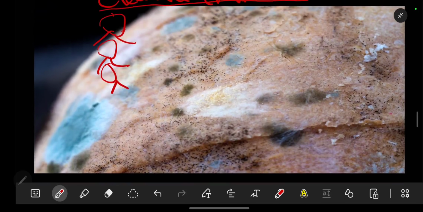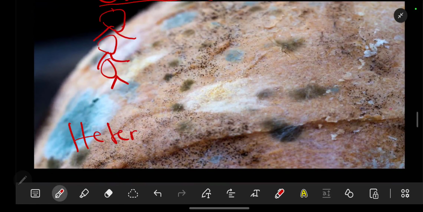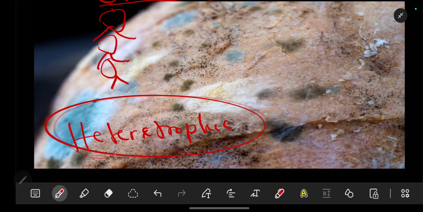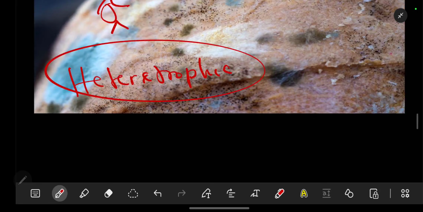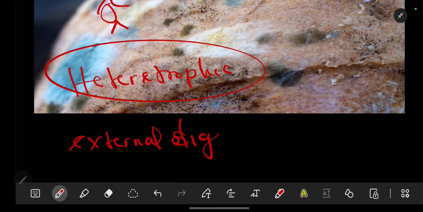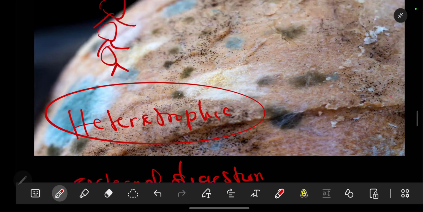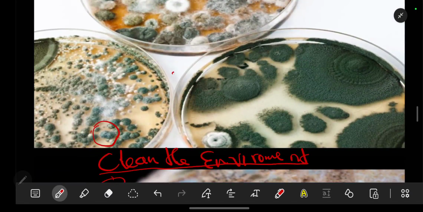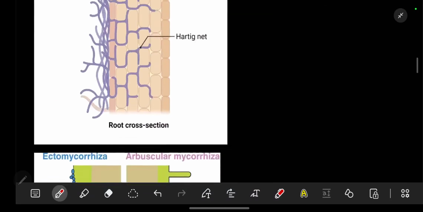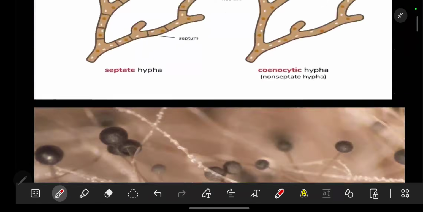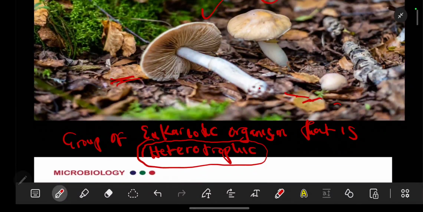All of the fungi are heterotrophic, just as we said, which means that they require nutrients from other sources. They cannot make nutrients by themselves. Their digestion is external digestion, which means that they will release digestive enzymes into the environment. Let's say if we have mushrooms here, these mushrooms will be able to release their enzymes.